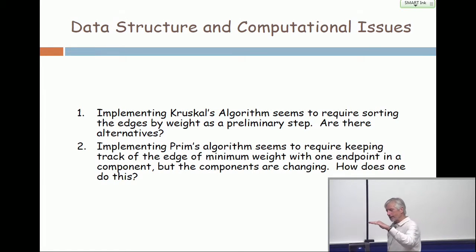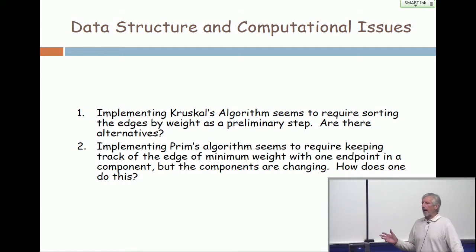Because if you sort, then when you are down here and you do something, this edge, which might be in the middle, is a good edge, but the one right above it has both of its endpoints in the same component and is a bad edge. So there are some delicate issues involving how you actually code Prim's algorithm.